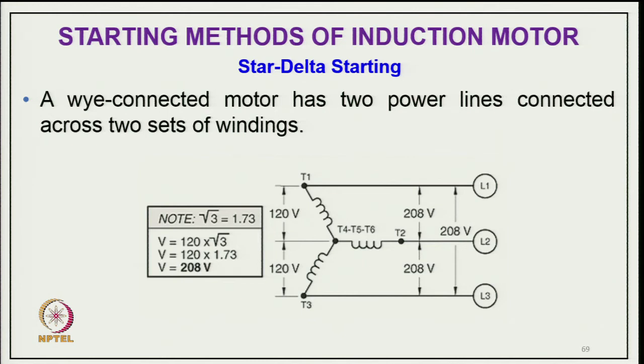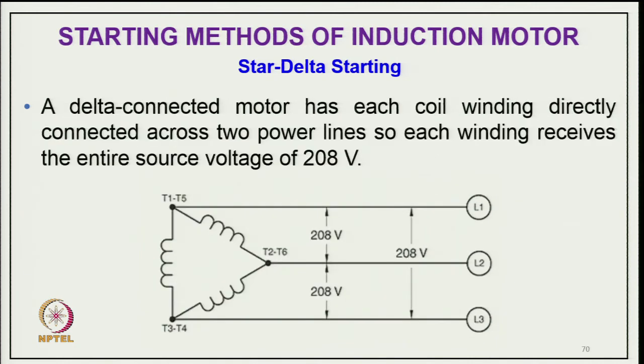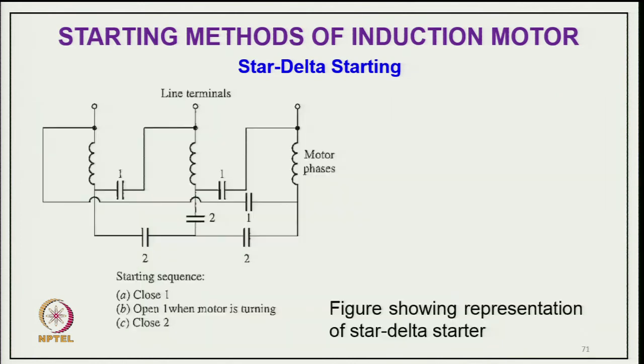1 by 3. So, a star connected motor has 2 power lines connected across the 2 sets of winding here, and that is how the voltages are there, and a delta connected motor has each coil winding directly across the winding of 208. So, this is the method how first we do.